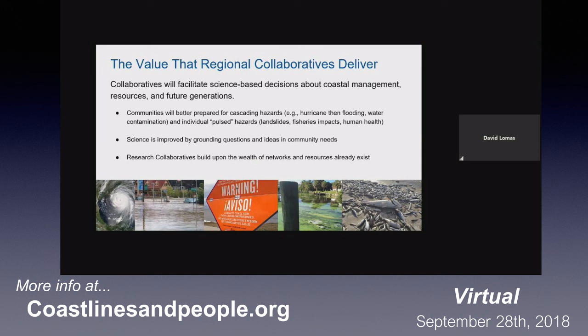To end with, why our group strongly believes in this way forward is that it builds upon the wealth of networks and resources that already exist, such as Sea Grant and the NOAA RESA programs, instead of creating new entities that would duplicate effort. By using existing models that have demonstrated success, regional collaboratives will be poised to hit the ground running directly with coastal and Great Lakes communities and help them use science to make short-term and long-term decisions that will enable them to better prepare for and recover from hazards.